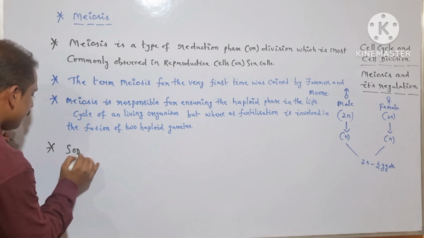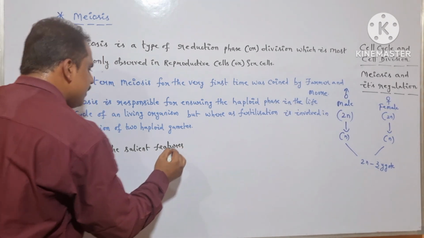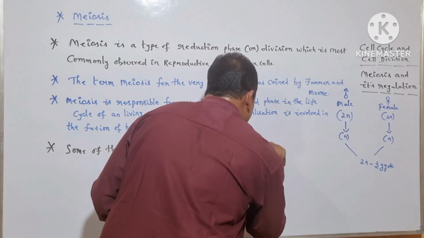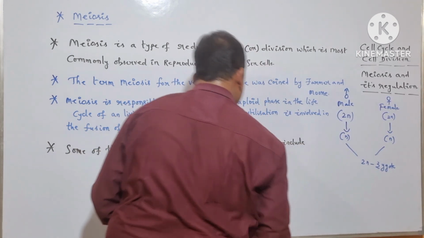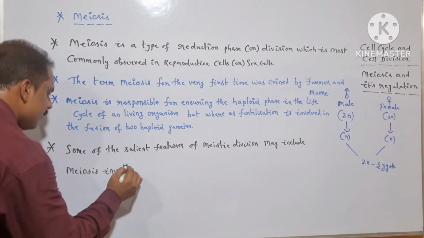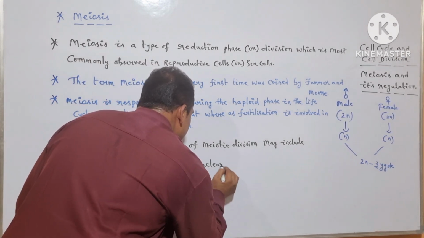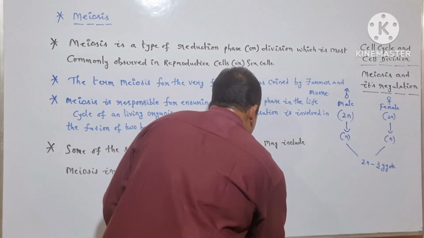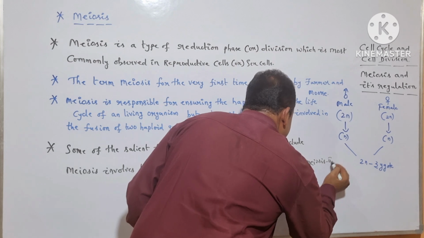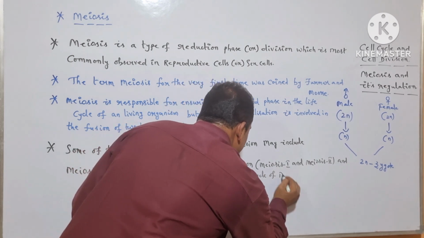Some of the salient features of meiotic division may include: meiosis involves two rounds of nuclear division, Meiosis-1 and Meiosis-2, and a single cycle of DNA replication.